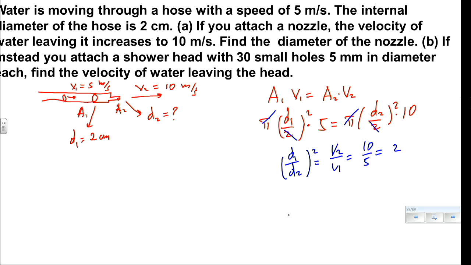So now we're going to take a square root of that and solve it for the second diameter. It's actually 2 centimeters divided by square root of 2, 2 over square root of 2, which is square root of 2. So about 1.4 centimeters.